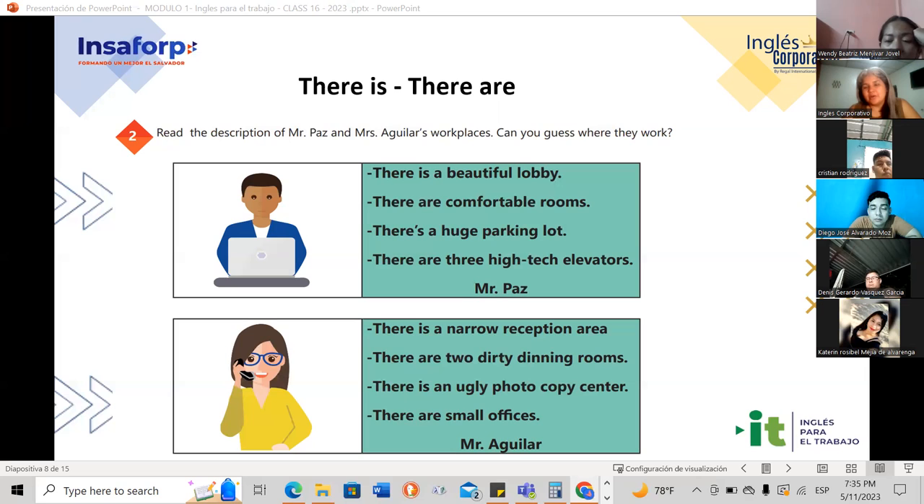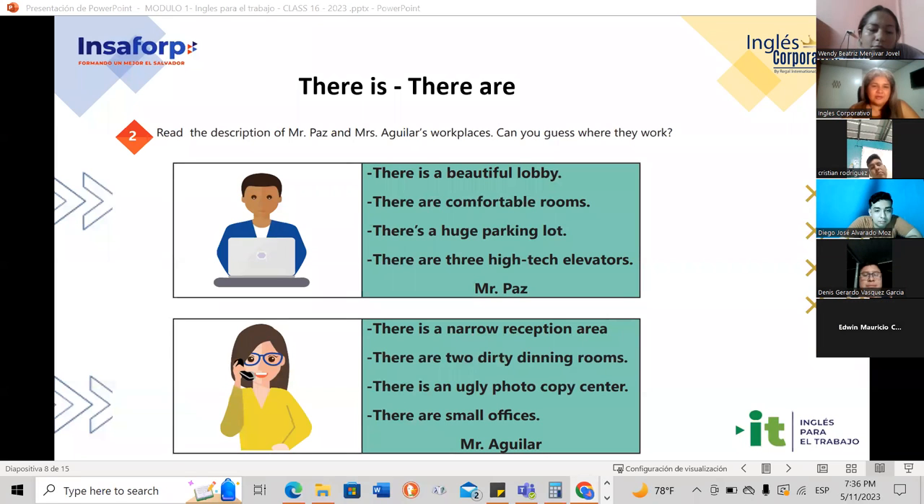Los dining rooms son como comedores, podría ser. Okay, podría ser también una recepción o puede ser una escuela. O sea, tiene oficinas, tiene fotocopiadora, tiene un área de recepción y tiene como una cafetería donde todos comen. Y los baños sucios. Dining rooms, dirty dining rooms means como el área donde comen, ¿ok? Es lo que está sucio.